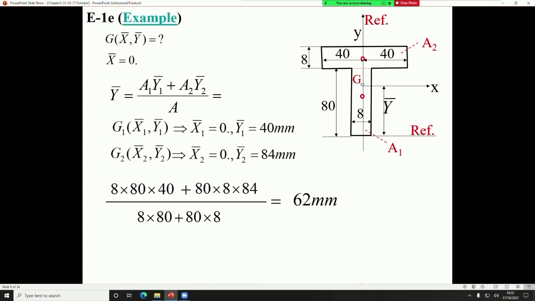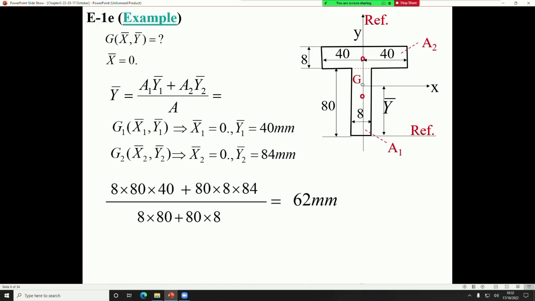And the neutral axis passes through the centroid of this section. So that's why we need to know where G is to do our bending analysis, stress analysis for bending, or deformation of the beam subject to bending.